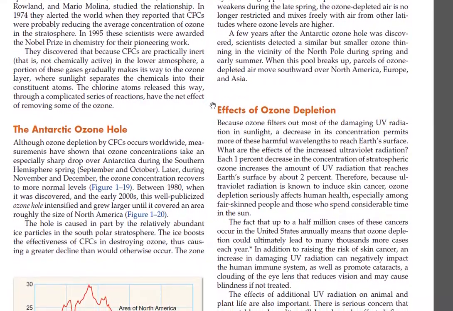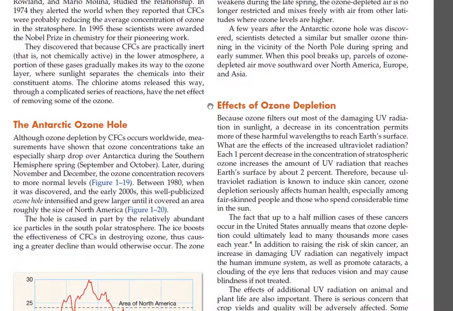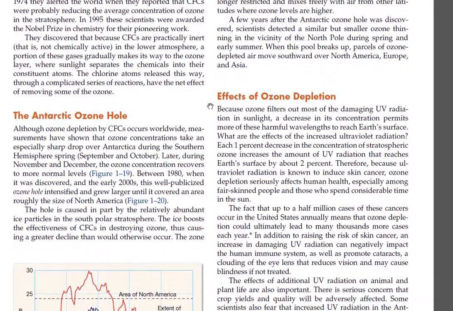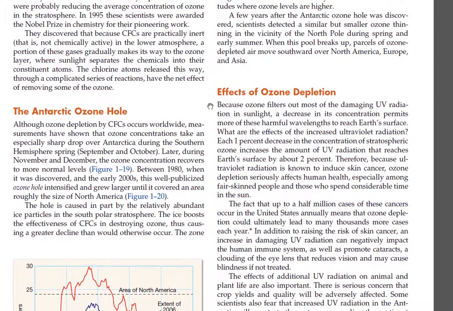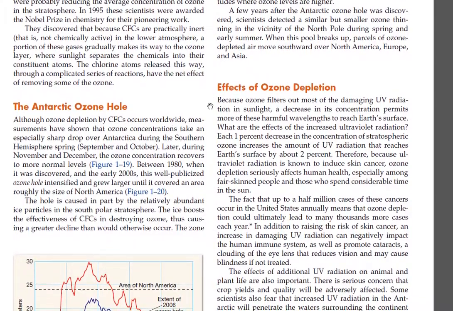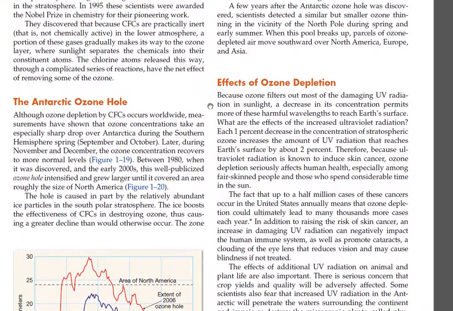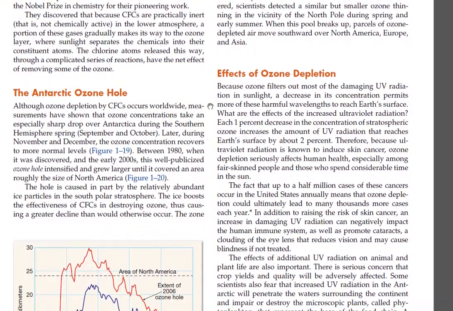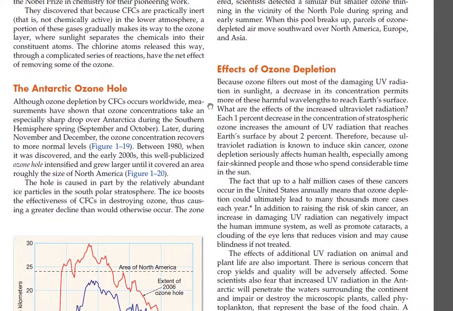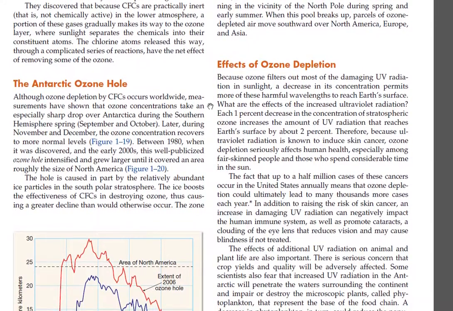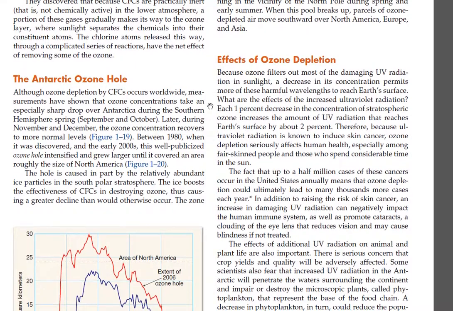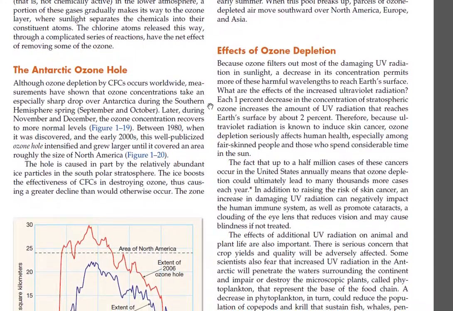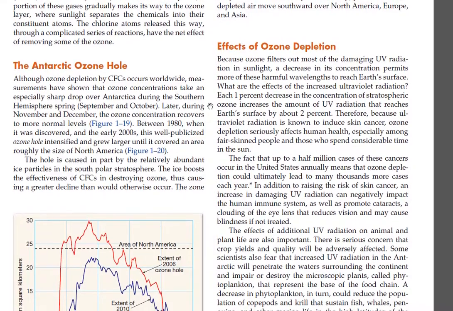Effects of ozone depletion. Because ozone filters out most of the damaging UV radiation in sunlight, a decrease in its concentration permits more of these harmful wavelengths to reach Earth's surface. What are the effects of the increased ultraviolet radiation? Each 1% decrease in the concentration of stratospheric ozone increases the amount of UV radiation that reaches Earth's surface by about 2%.